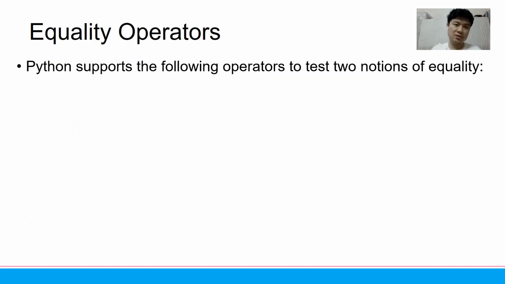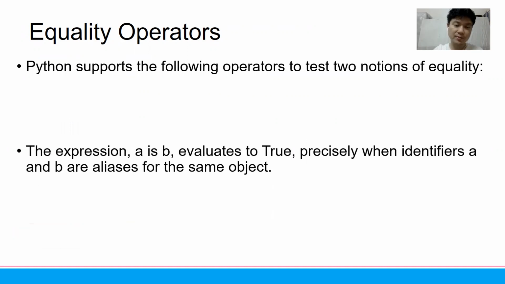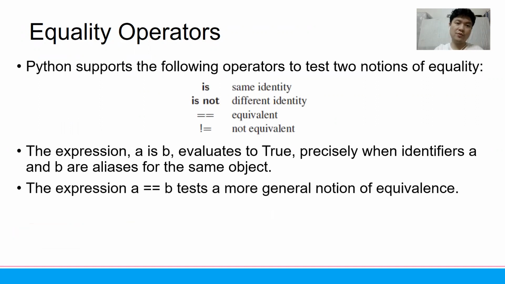For equality operators, we support the following operators to test two notions of equality. The operator is tests whether they have the same identity, and is not tests for different identity. The double equal sign relates to equivalence. If the symbol is exclamation mark and equal, it is not equivalent. The expression A is B is true precisely when identifiers A and B are aliases for the same object. The expression A equals B tests a more general notion of equivalence.